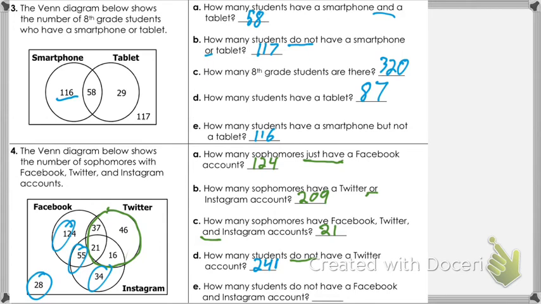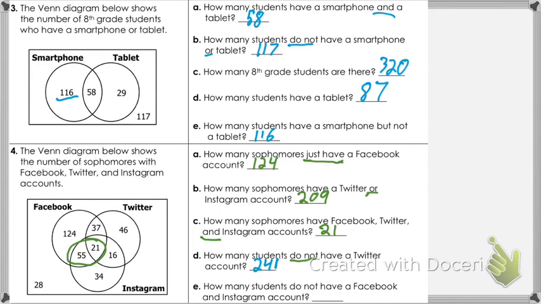Letter E, how many students do not have a Facebook and Instagram account? They don't have Facebook and Instagram, so they can have neither. It's not that they have neither, it's that they just don't have both. They just don't have both, okay? So it's not the and. So any of them that don't have both Instagram and Facebook. So the overlap of Instagram and Facebook are the 55 and 21. So we want every single category except for that.